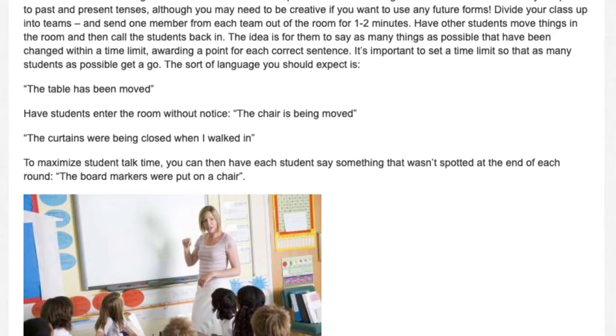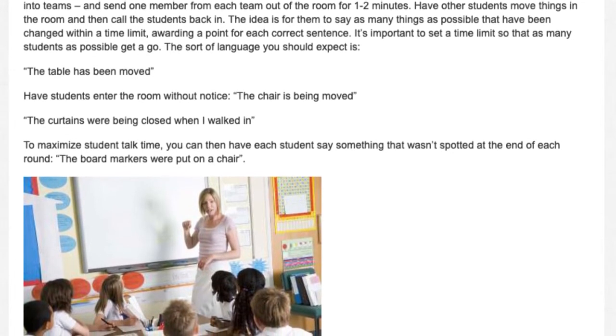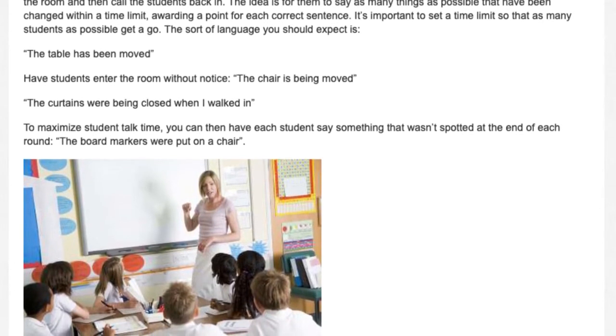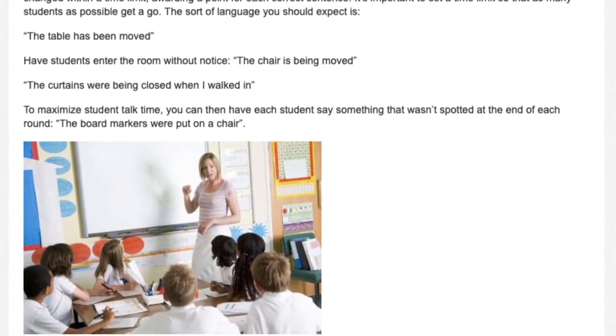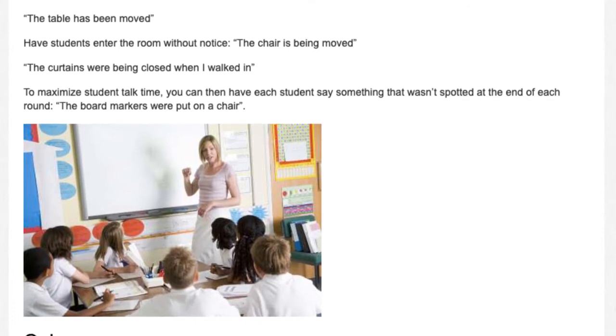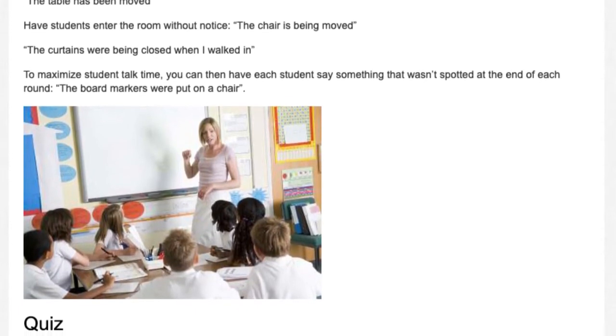The sort of language you should expect is: the table has been moved. Have students enter the room without notice. The chair is being moved. The curtains were being closed when I walked in. To maximize student talk time, you can then have each student say something that wasn't spotted at the end of each round. The board markers were put on a chair.